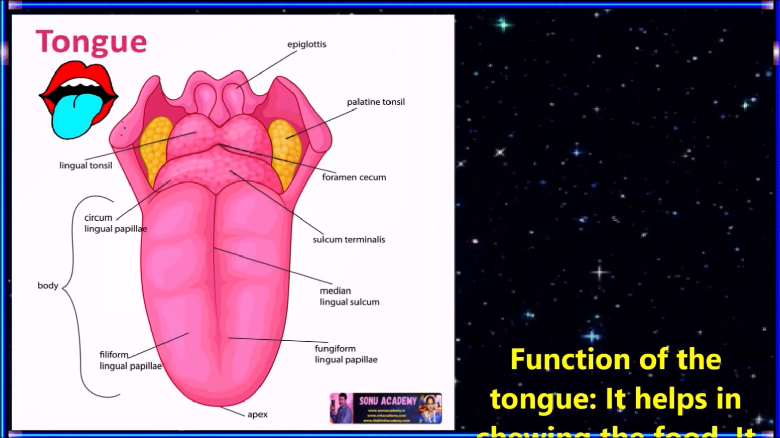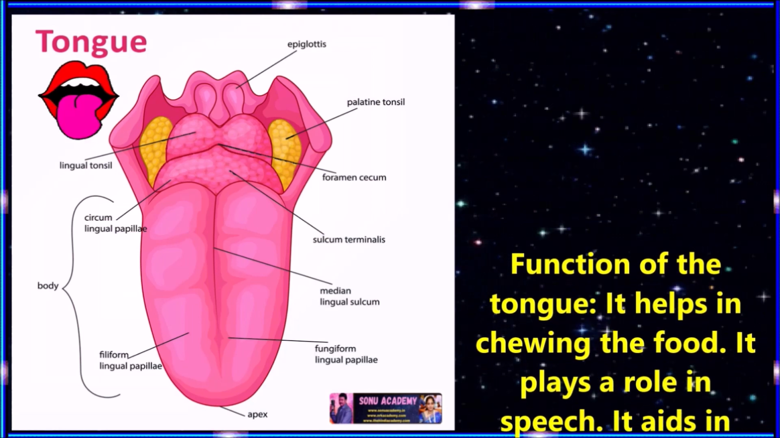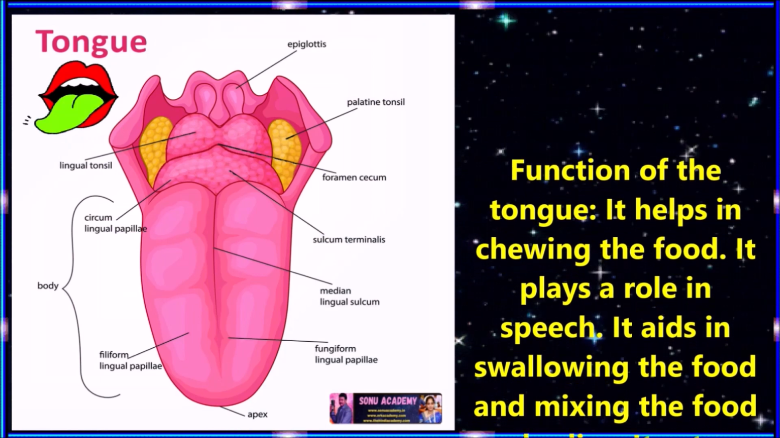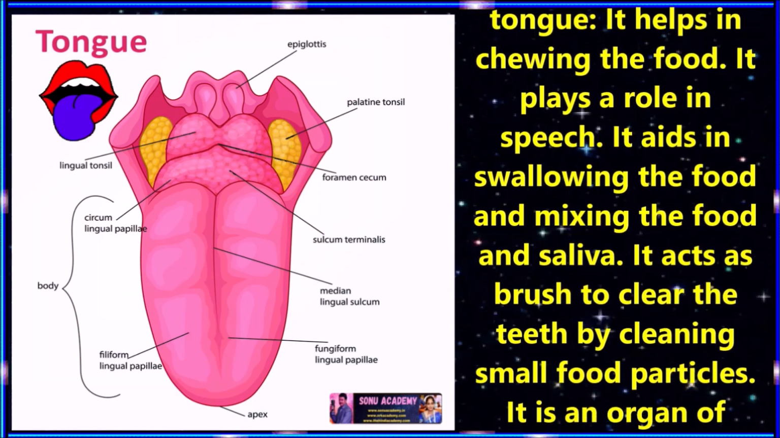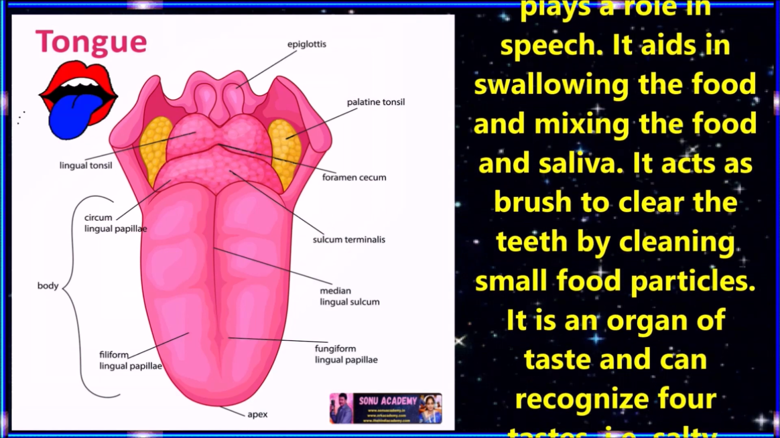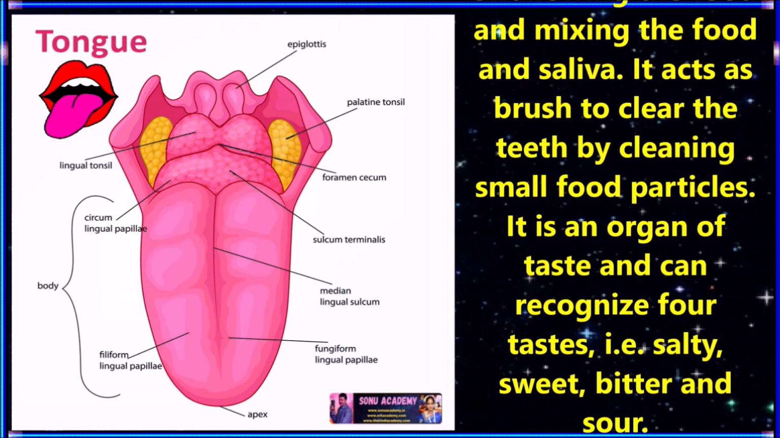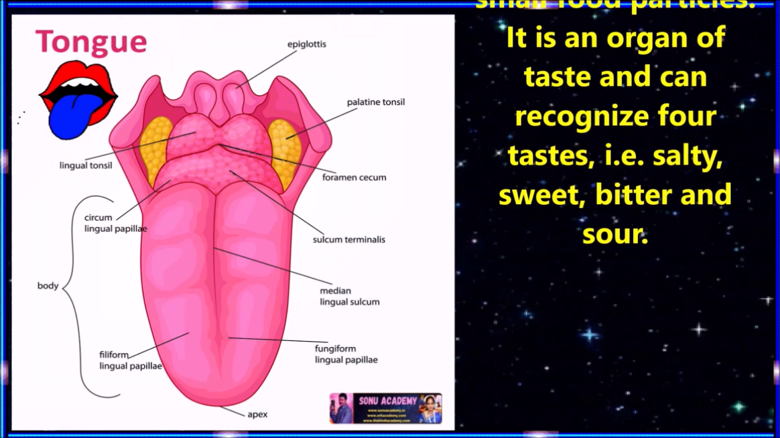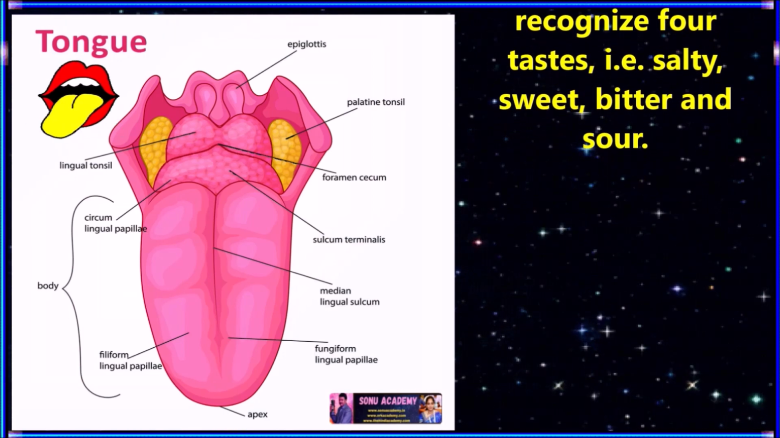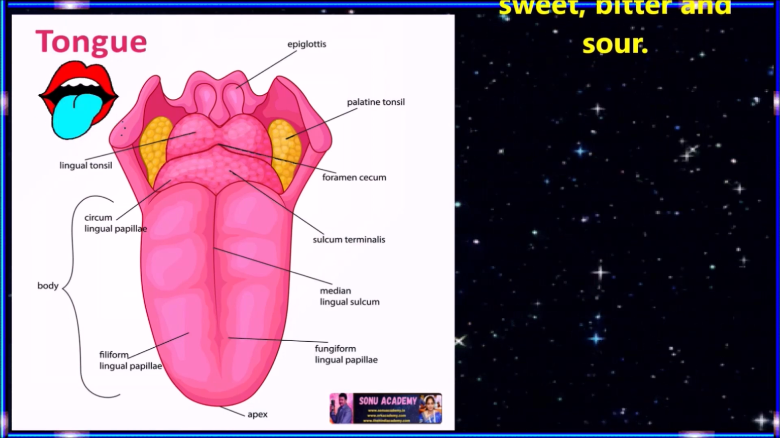Let us discuss the function of the tongue. Tongue helps in chewing the food. It plays a role in speech. It aids in swallowing the food and mixing the food and saliva. It acts as a brush to clean the teeth by cleaning small food particles, and it is an organ of taste and can recognize our four tastes, that is salty, sweet, bitter and sour.